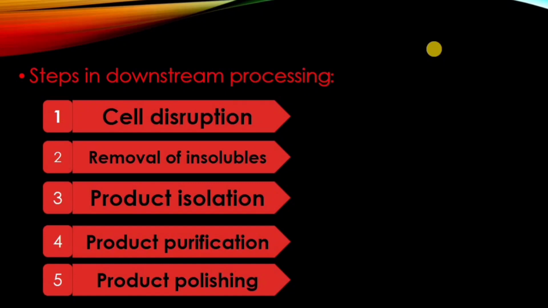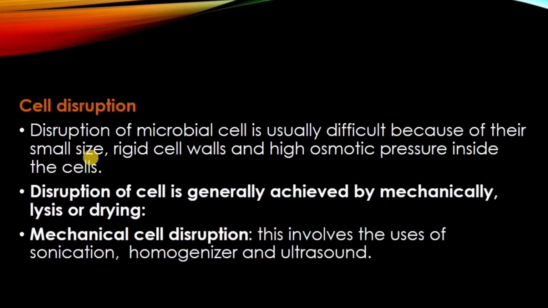Now, various steps in downstream processing. The first step is cell disruption, then removal of insolubles, product isolation, product purification, and product polishing. We will discuss one by one. The first step is cell disruption.